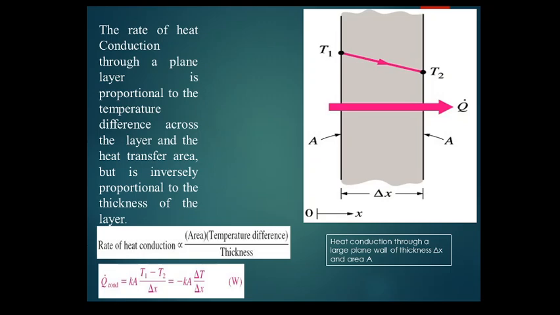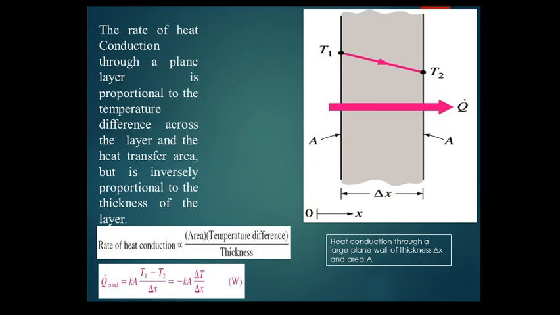So if I take the equality sign, you will have a constant which is K, and that K is our thermal conductivity. Capital A is the area of that plane, T1 minus T2 is the temperature difference and delta x is the thickness of that slab, which is equal to minus KA dT by dx.